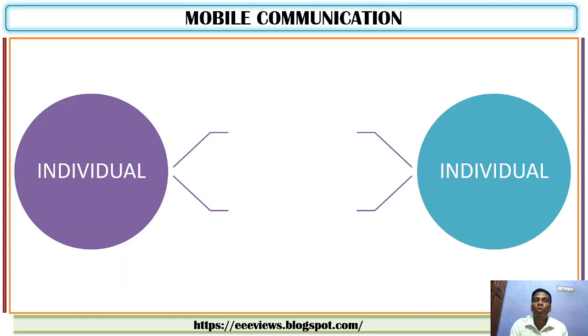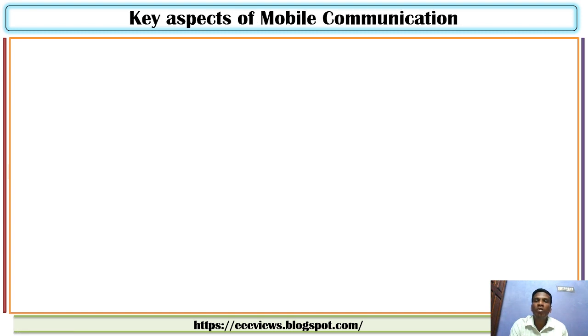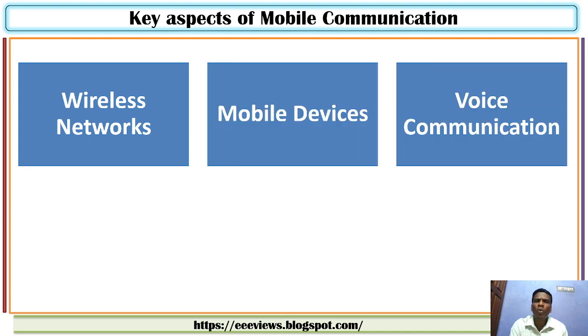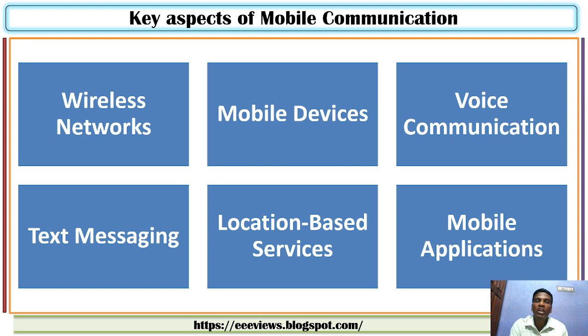Next, we will discuss mobile communications. Mobile communication is mainly between individuals, for communication and exchanging data. The key factors in mobile communications are that a wireless network is used for text messages, voice communications, location-based services, and mobile application devices. For that, mobile communication is used.